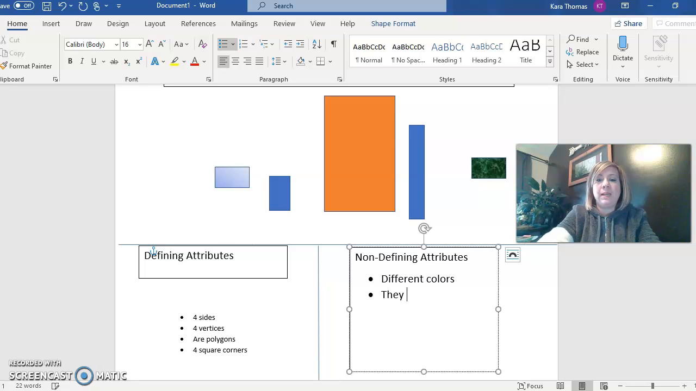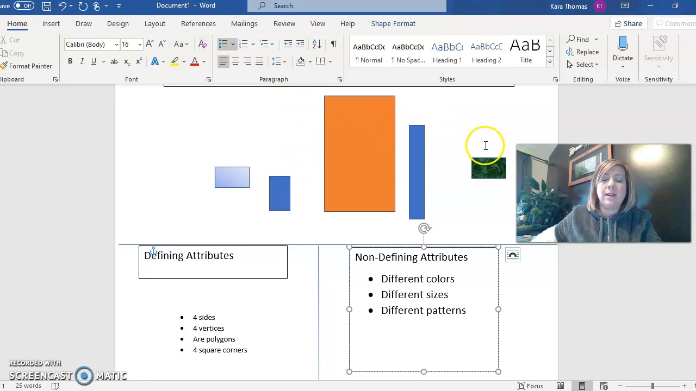They could be different sizes. If you look at my rectangles at the top, I have tall rectangles, I have thin rectangles. I also have orange, I have blue, light blue. They could be different patterns. If you look at my rectangles at the top again, up here I have a rectangle that has a green pattern on it.